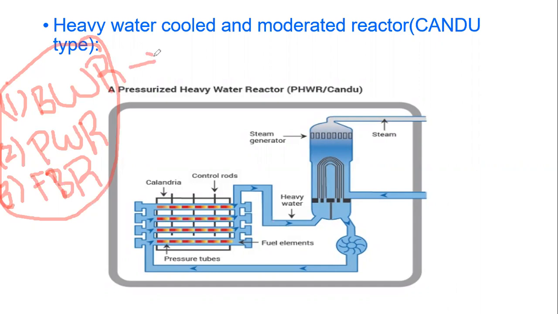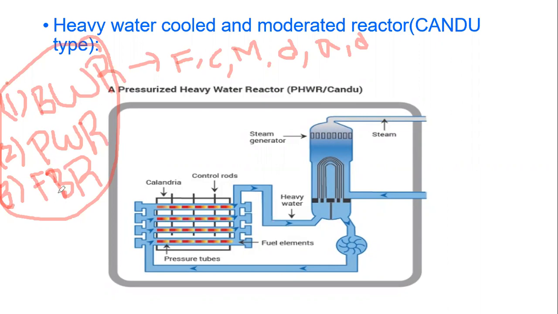In those reactors, first we learn which type of fuel is used, which type of coolant is used, and which type of moderator is used. Then we learn the diagram for that reactor, and also the advantages and disadvantages. That is one of the major important points in all the types of reactors. Same in the PWR, we learn the fuel, coolant, moderator, the diagram, and the advantages and disadvantages.